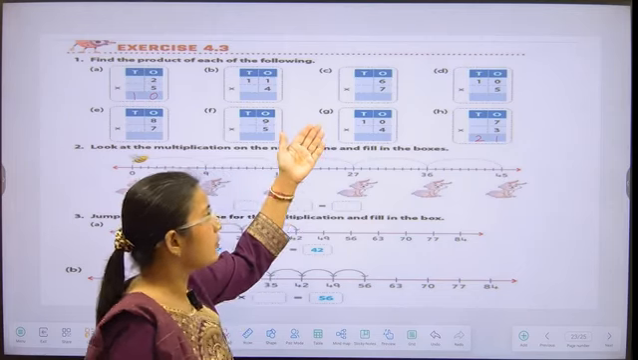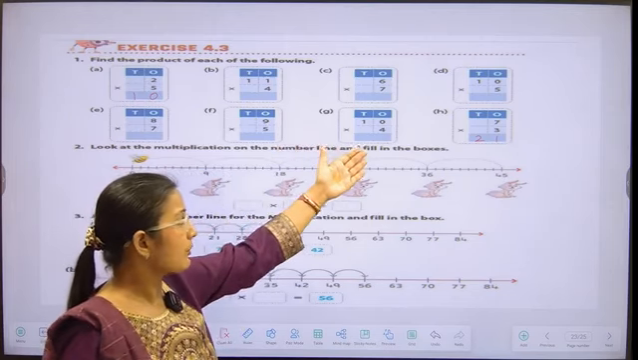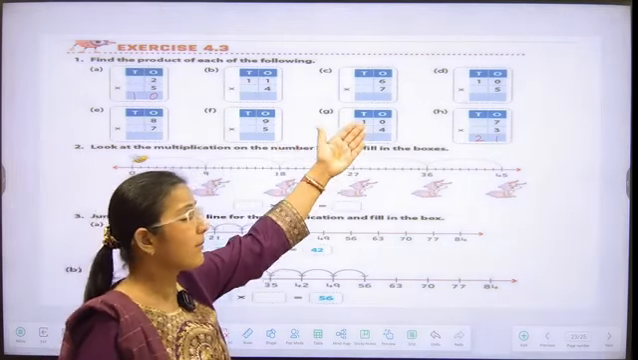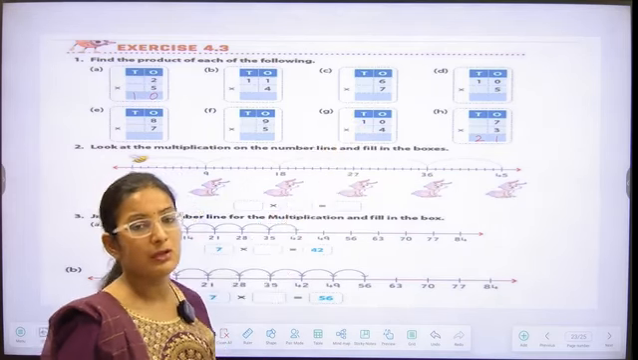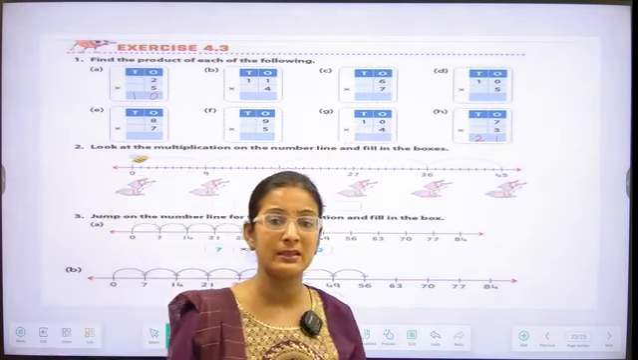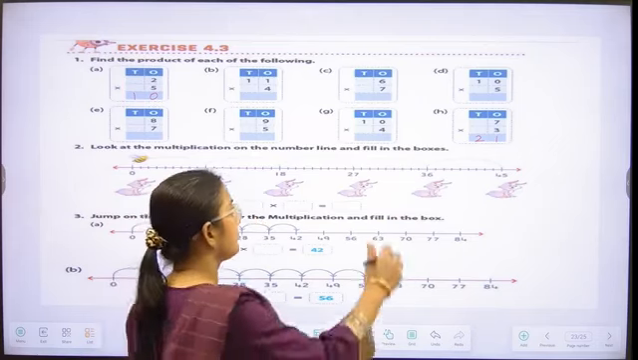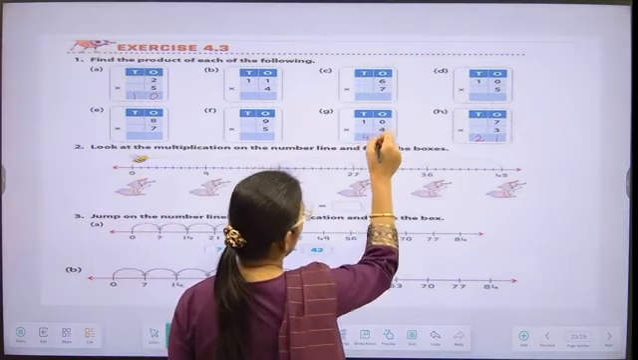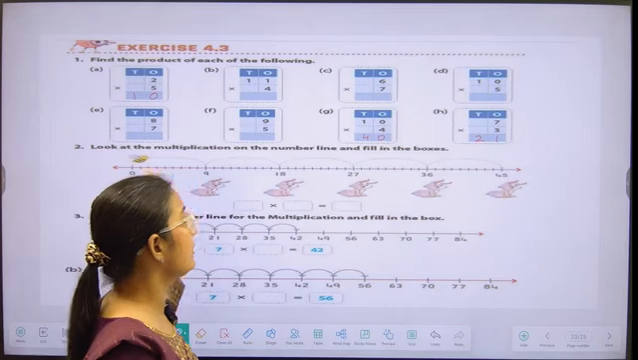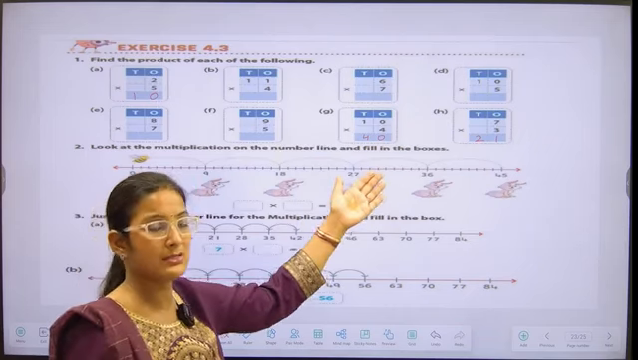Similarly, let's do one more part, the G1. In this, what we have to do? We have to multiply 4 by 10, students. So 4 multiplied by 10, what are we getting? 40 as our product. So we have to write 40 for that. Similarly, student, you can do the other parts by yourself.